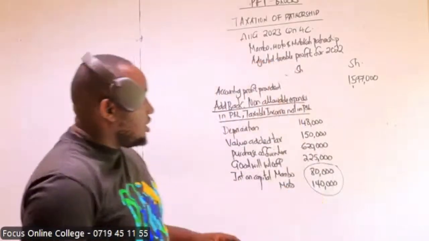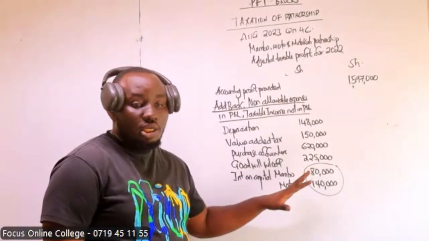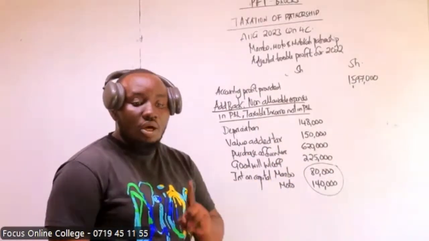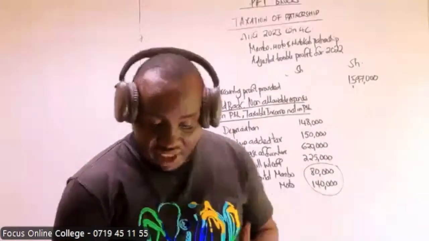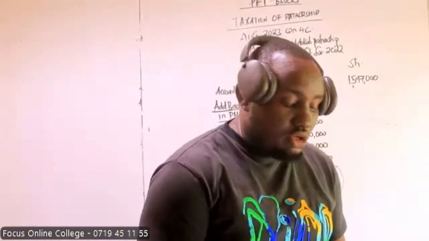So perfect. We say that interest on capital is noted. Instead of having it as a single entry, separate it so that you do not miss on that partition. Perfect altogether. So I want us to proceed to the next additional information.